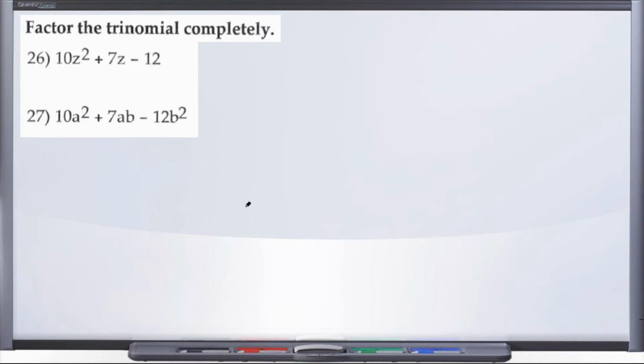All right, factoring the trinomial completely. Here we are at 26 and 27, so let's go ahead and jump right in. And we'll rewrite 26 out to the side here so we have some room to work. Minus 12.